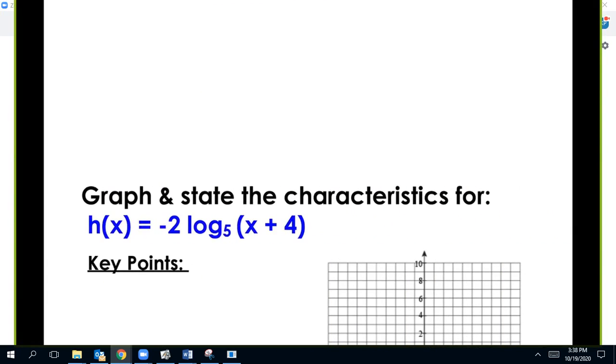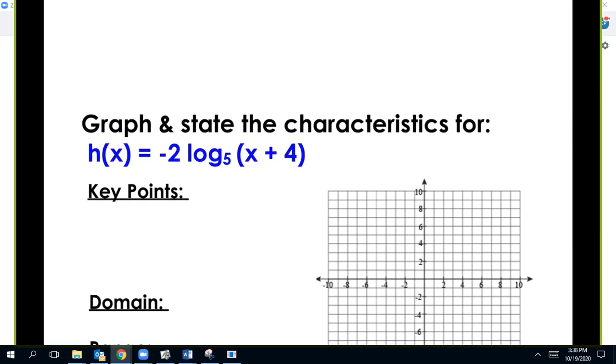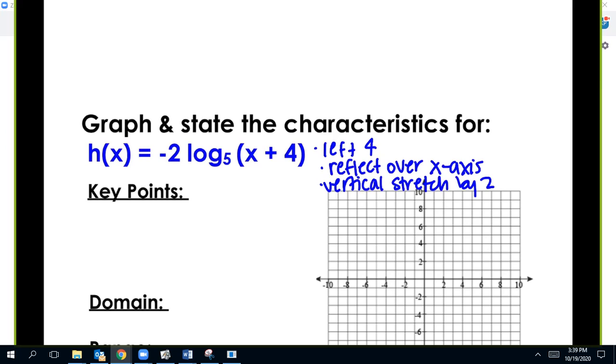And so we have the same thing. Remember, it was left 4, reflect over y-axis, over x-axis, and vertical stretch by 2. So we'll use the same method that we did before. I like to make a table for the key points. They are 1, 0, and 5, 1. That's your base.